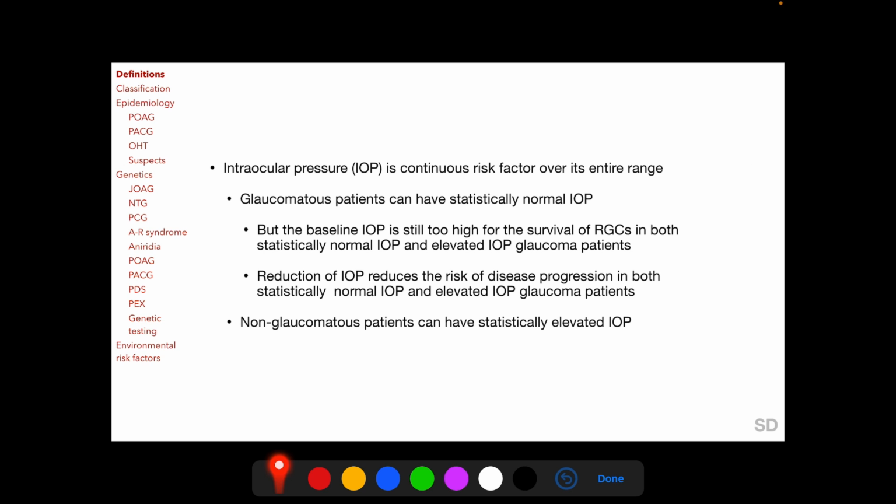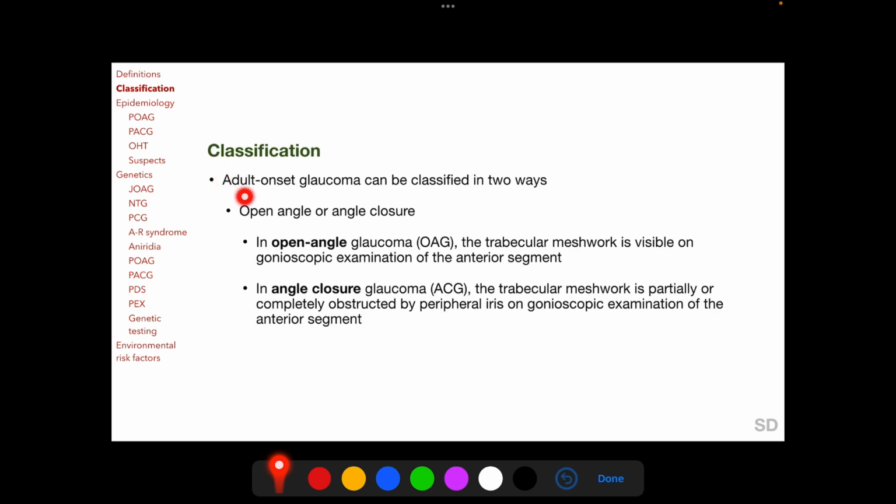In normal tension glaucoma, it is said that the intraocular pressure, although normal to low in these patients, is still too high for the survival of retinal ganglion cells of these patients, as it is seen that reduction of intraocular pressure reduces the risk of disease progression in normal tension glaucoma patients as well as in patients with glaucoma having an elevated intraocular pressure. Adult onset glaucoma can be broadly classified in two ways.